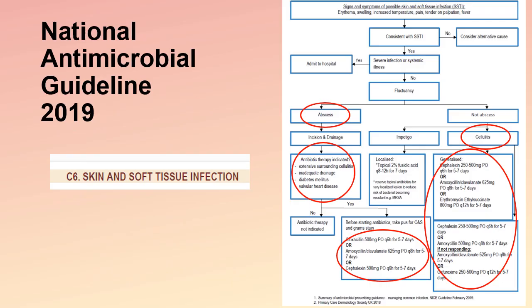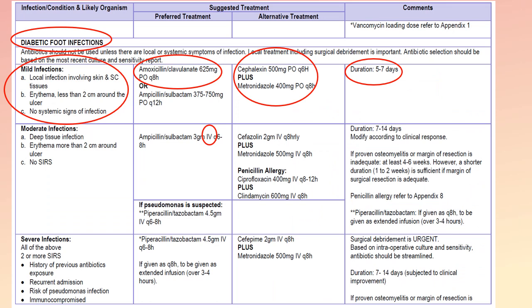This slide is from the National Antimicrobial Guideline 2019. I've highlighted the antibiotics used for abscess and cellulitis. If you have the wound culture sensitivity, please treat accordingly. This slide talks about the diabetic foot infections antibiotics. I've highlighted the mild infection as we in primary care usually treat as outpatient. But you can see that IV is needed for moderate and severe infections.